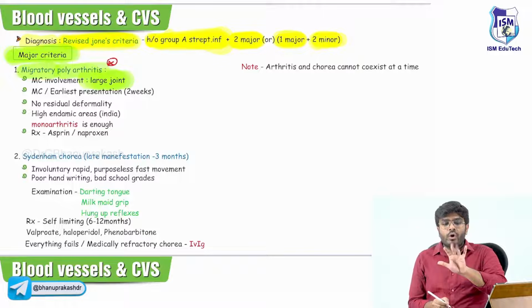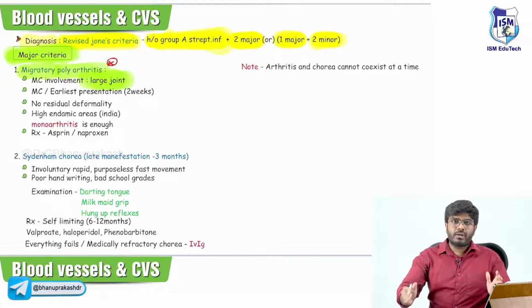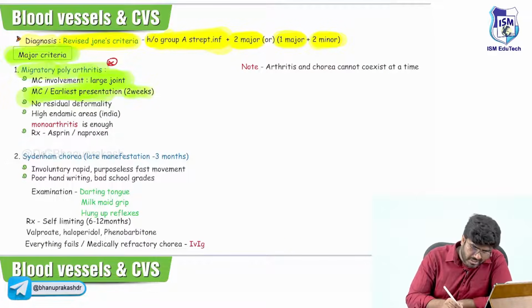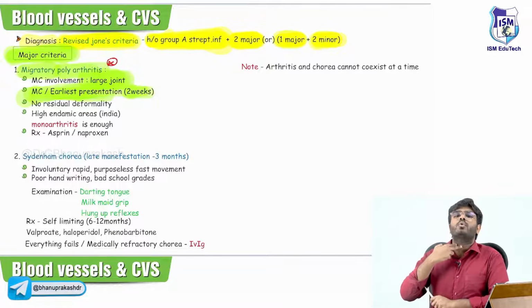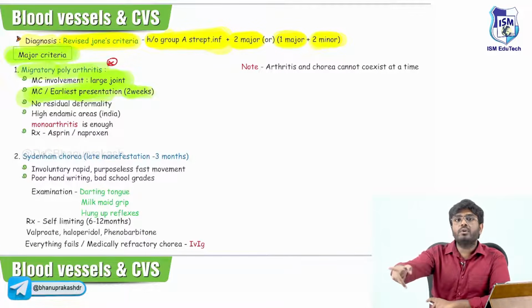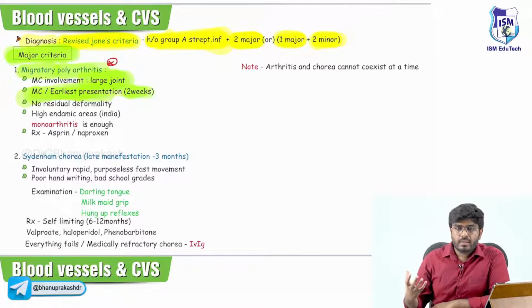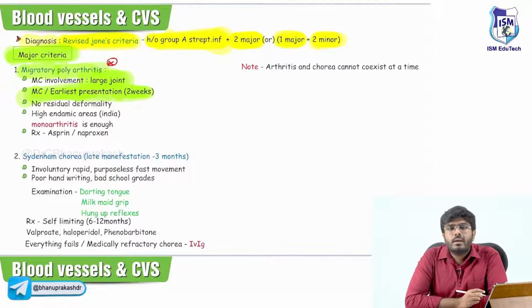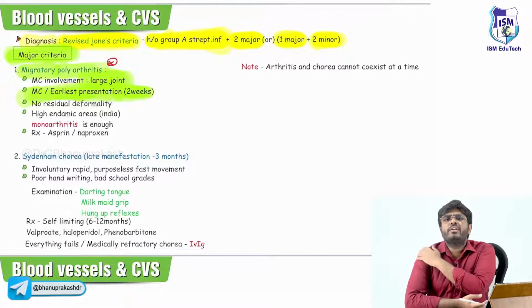Out of JONES, the earliest one to appear is this migratory polyarthritis. Just within 2 weeks of developing the streptococcal pharyngitis, I can develop this migratory polyarthritis. It's the earliest to appear, sir. I have told you that there won't be any problem. Yes, inflammation is there, it's going to be reduced.